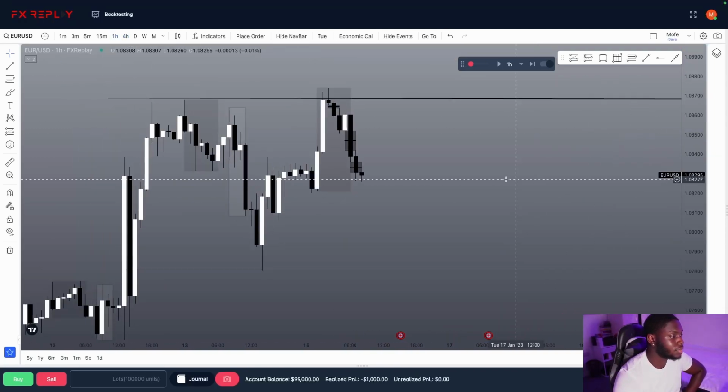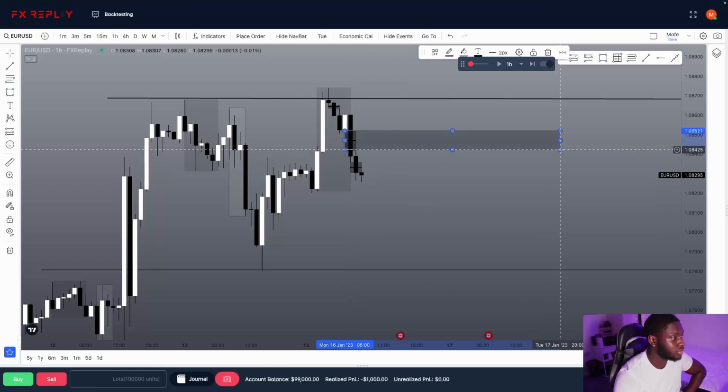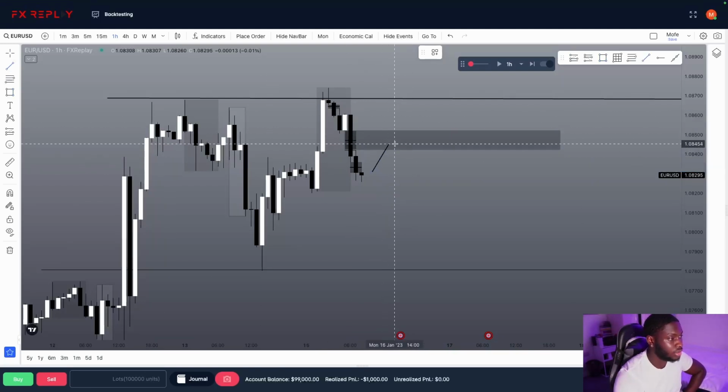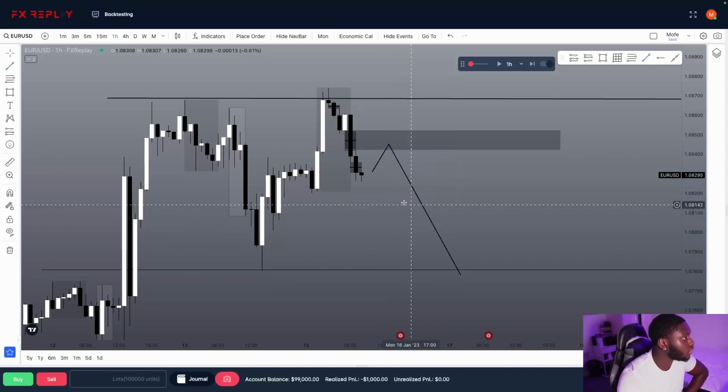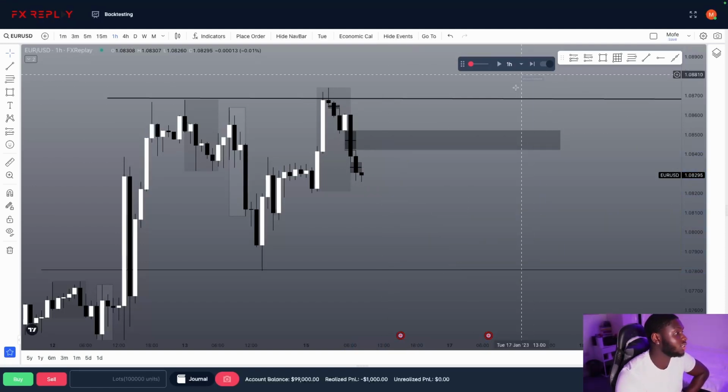Okay, the hourly has a bit more for us. I'm seeing a couple of fair value gaps that we could potentially look for price to push up into and then find our sell in this area and push down. But in terms of price action in itself, I'm not really seeing anything major. But yeah, this is like my main idea right now.